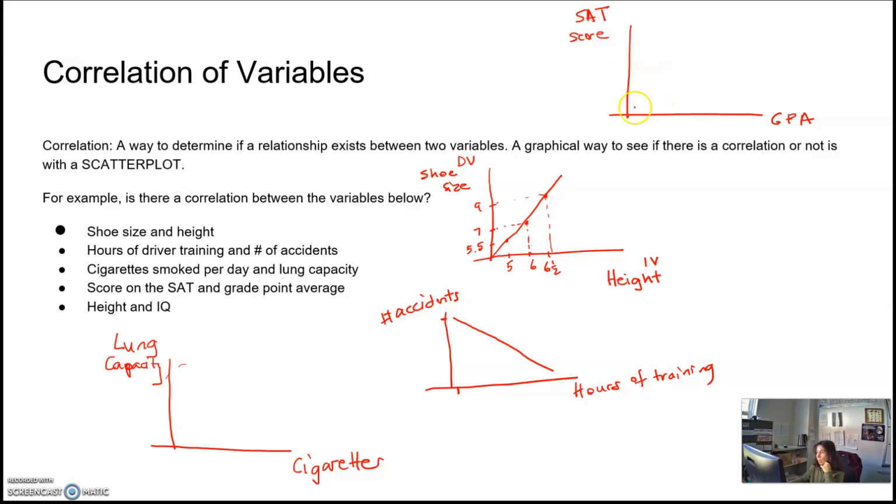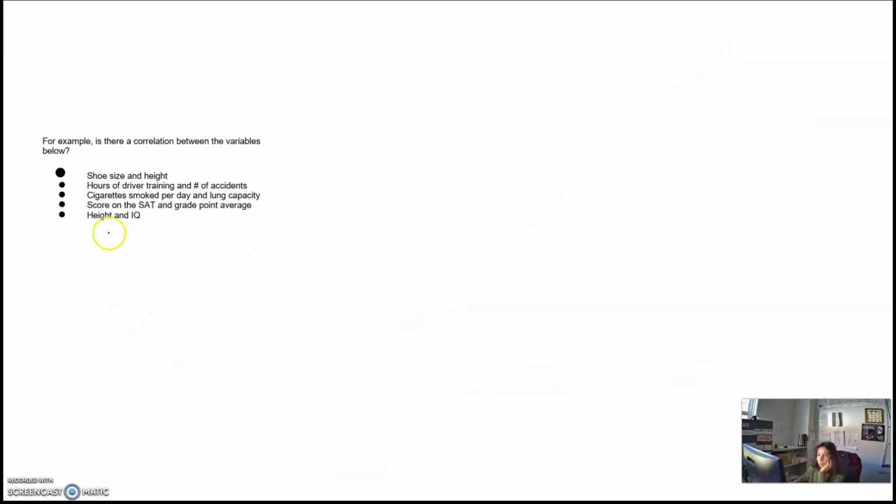So you would expect that if your GPA is really hurting, you probably would not expect to have such a great score on the SAT either. But as your GPA increases, you would expect your SAT score to reflect that, and it would be a better score as well. And finally, let's go through this one, height and IQ, and let me go to the next page so we can do it over there.